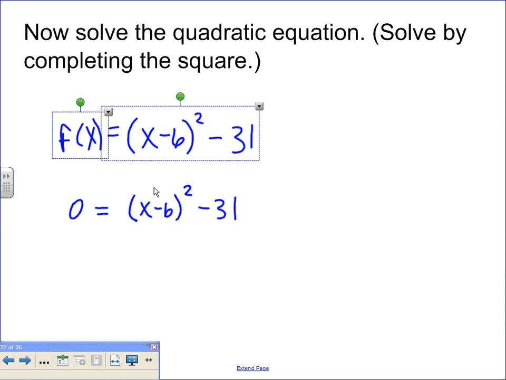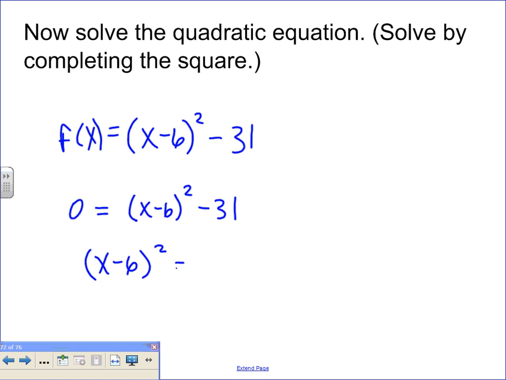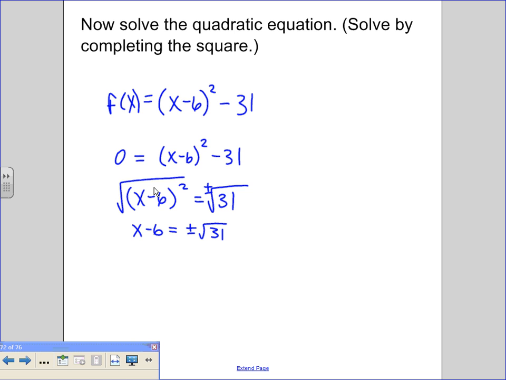And then to solve, what we can do is isolate the squared term. So I would get 31 is equal to, or maybe we want to put the 0 on the other side. Let's do x minus 6 quantity squared is equal to 31. And now I need to eliminate the square, so I'm going to take the square root of both sides, make this plus minus, and then I end up with x minus 6 is equal to plus or minus the square root of 31. And then I'm going to add 6 to both sides and end up with 6 plus or minus the square root of 31. And these are the solutions.